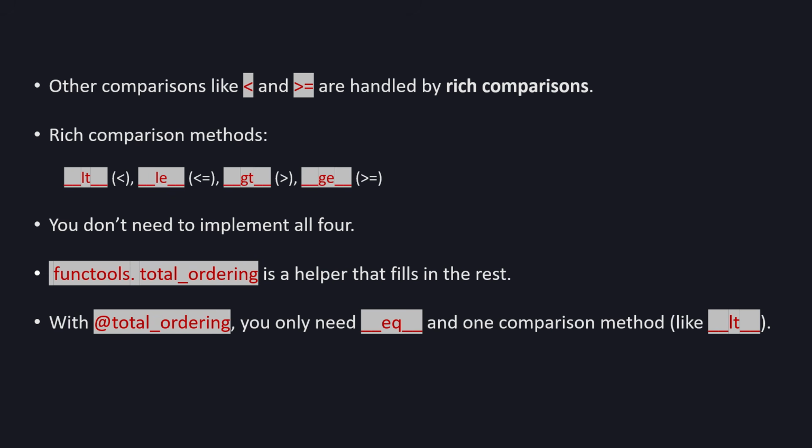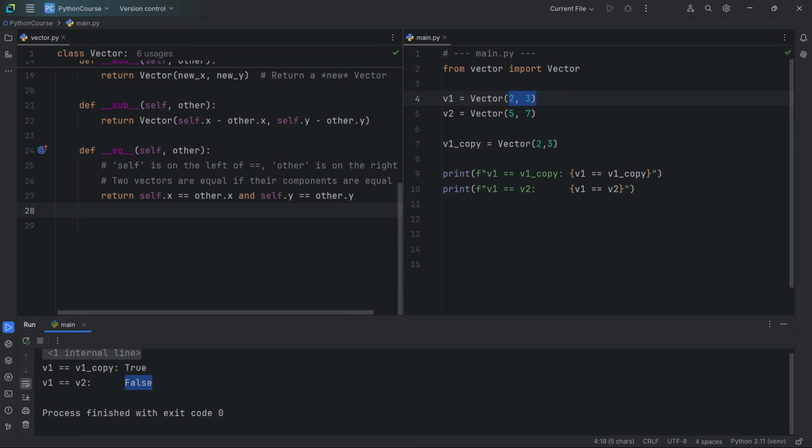If you import this and put @total_ordering right above your class, you need to implement dunder eq, which we did, and one of the others, like dunder lt. Python will figure out all the rest for you. Let's do it. First, how do we define less than for a vector? A common way is to compare their length, their magnitude or distance from the center. The length squared is x times x plus y times y. We can just compare those.